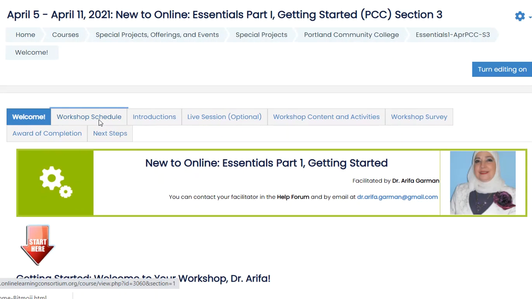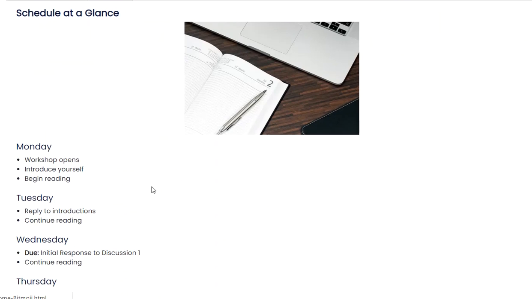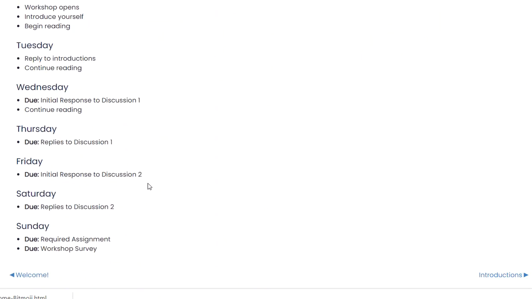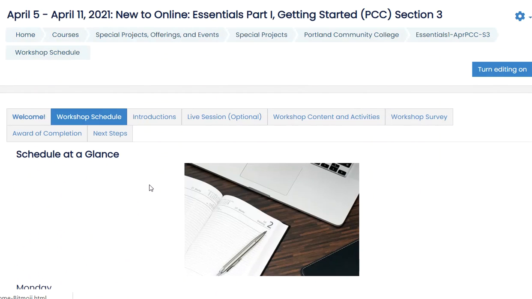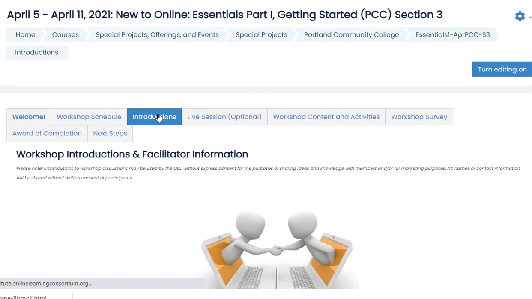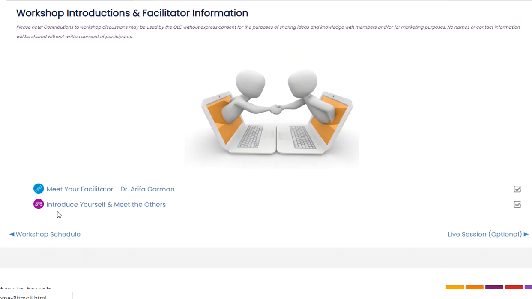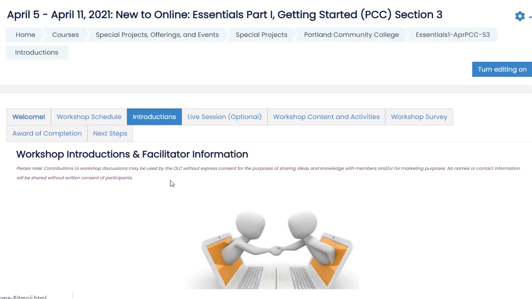Next tab is our workshop and schedule. It gives you detail of when everything is due. The next tab is the introduction, where you will introduce yourself to others and of course reply to all those who reply to your post.